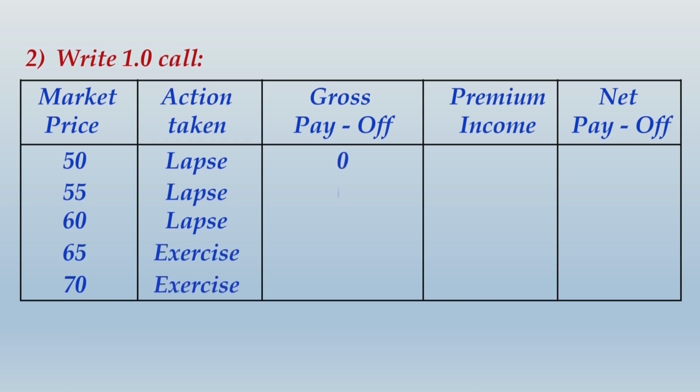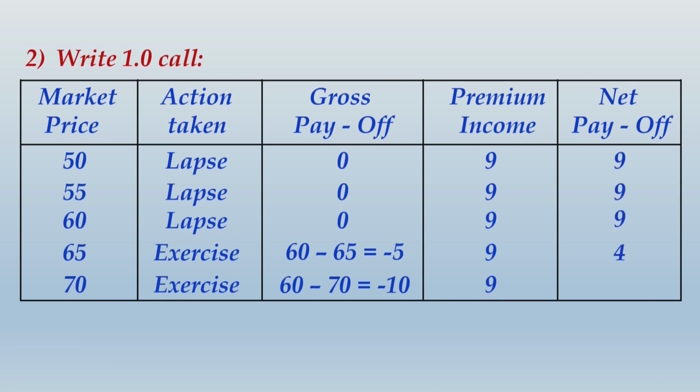Gross payoff for the first 3 would be 0, 0, 0 because it is getting lapsed. And the time when you talk about exercising a call option, mind it that this time you are not holding a call option. So payoff will not come to your pocket, it will go out of your pocket. That means the gross payoff will be negative cash flow. So it will be EP minus MP, and that will be 60 minus 65 as minus 5 and 60 minus 70 as minus 10. Premium income in all cases will be 9, and gross payoff plus premium income will give you net payoff. So it will be positive 9, 9, 9, then positive 4 and minus 1 at the last case. So note down all these calculations also, and then we move ahead.